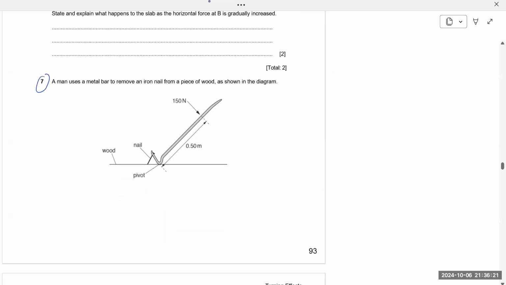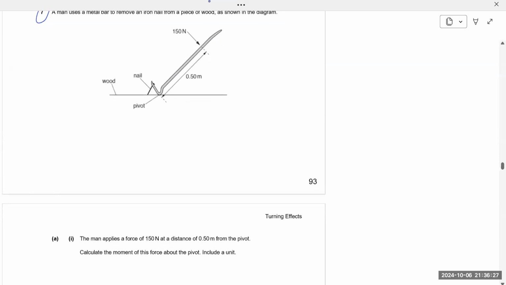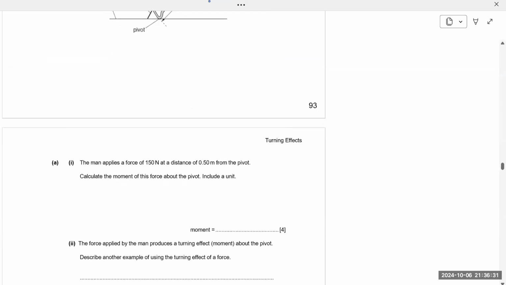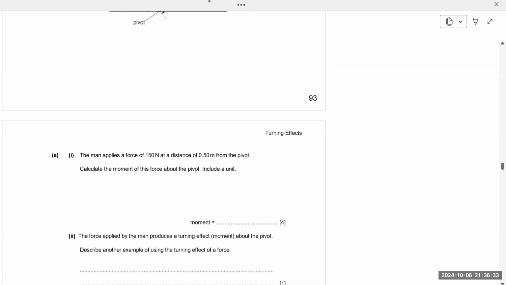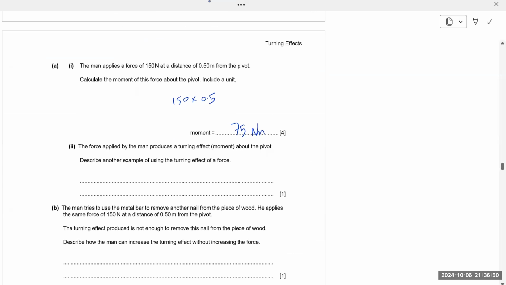A man uses a metal bar to remove an iron nail from a piece of wood, as shown in the diagram. Okay. The man applies a force of 150 newtons at a distance of 0.5 meters from the pivot. Calculate the moment. خلاص سهلة أوي بقى. 150 times 0.5 ماشي تبقى 75 نيوتن meters. The force applied by the man produces a turning effect about the pivot.